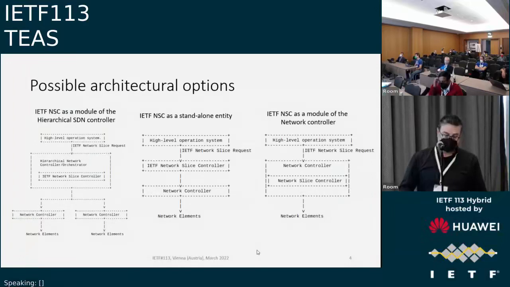And the one on the right considers having the network slice controller as part of a network controller, right? So probably the differences are not so many, but our idea would be to try to understand what could be different options to have.